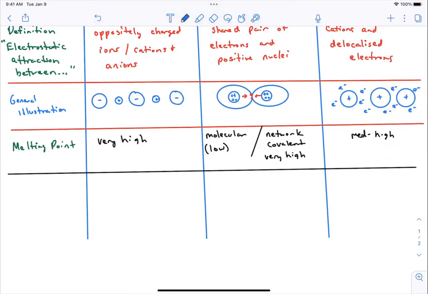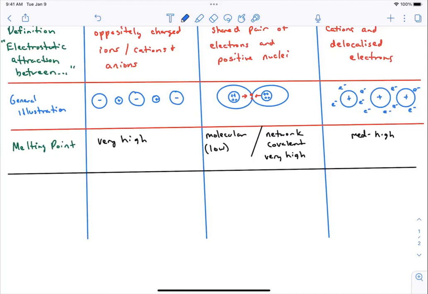It's because the attraction between the positive and negative ions is very, very strong, and the energy it takes to separate the ions far enough apart so that they don't attract each other is very, very high. So, I think the melting point of sodium chloride is about 1,200 degrees Celsius. So you would rank it as ionic and network covalent very high, and then below that metallic, and then way below that molecular covalent compounds.